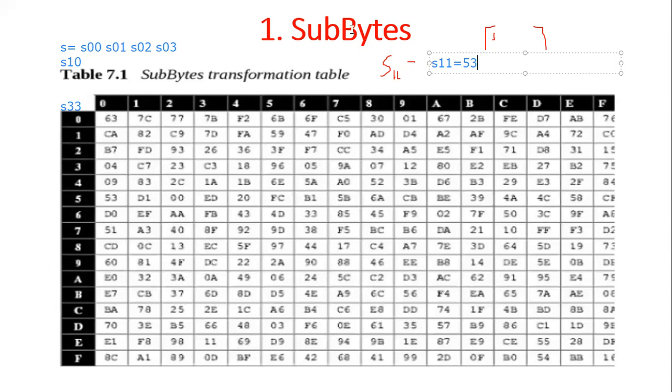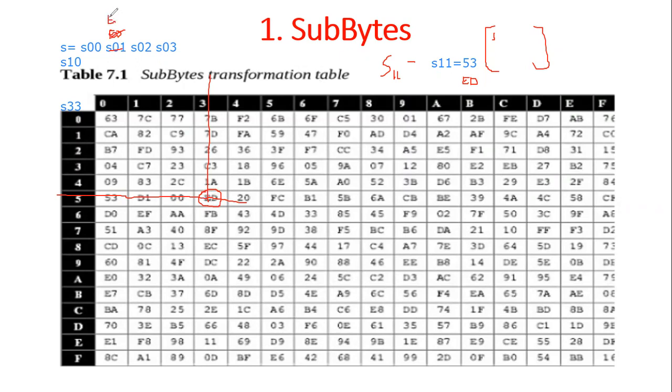We check the fifth row and third column. Here we got the value 80. So the value 53 will be replaced with 80.